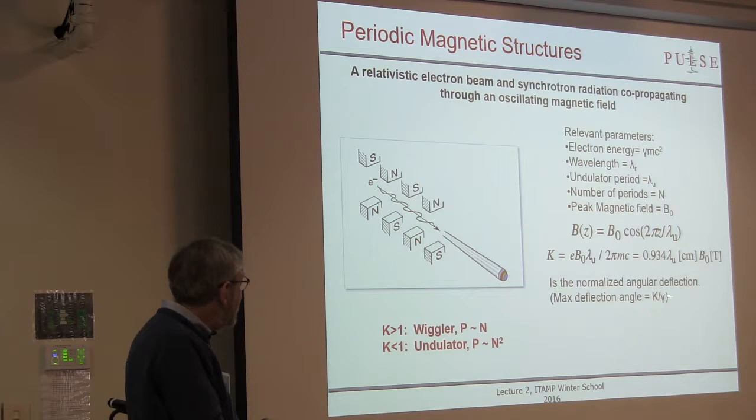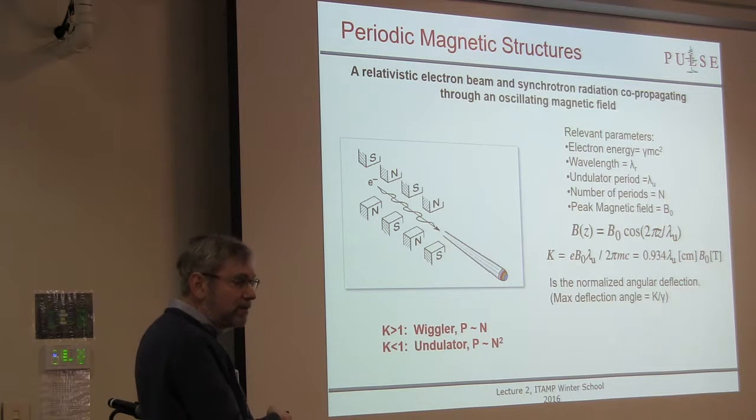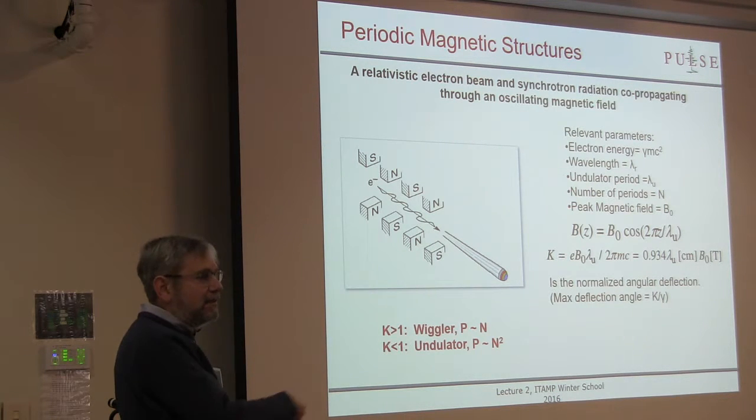Because it depends also on gamma, you could change gamma. You could change the electrons. You could go from 15 to 10 GeV, for example. And K is a big deal.